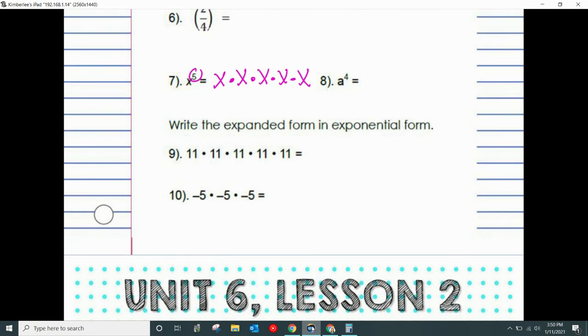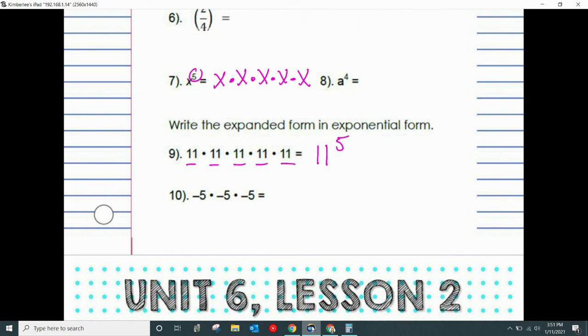Okay, so now let's look at number 9. Now we want to go backwards. They're saying I have 11, 1, 2, 3, 4, 5. It's multiplied times itself 5 times. So this is actually 11 to the power of 5. So now I'm going from it being expanded to taking it back to an exponent. Okay, we'll look at number 10.